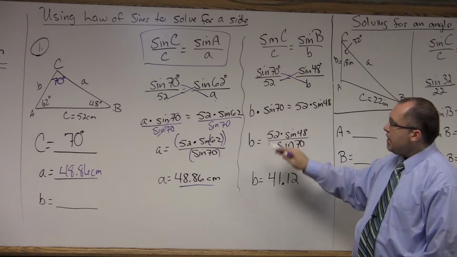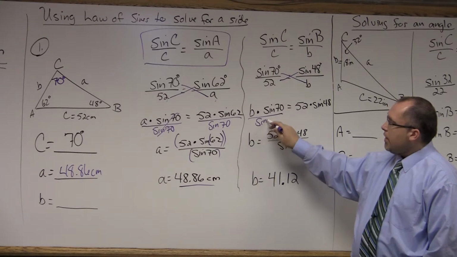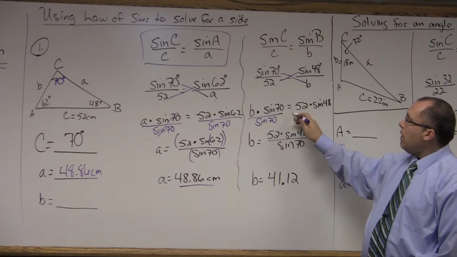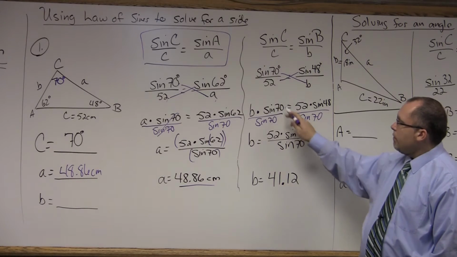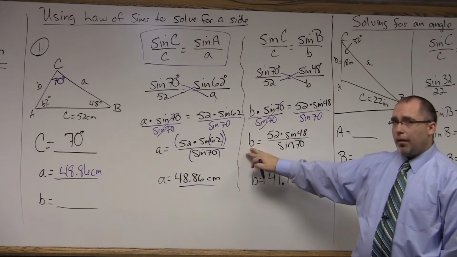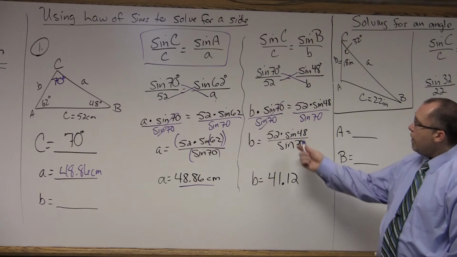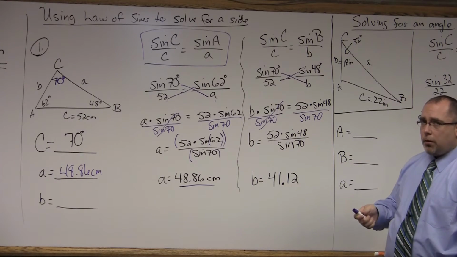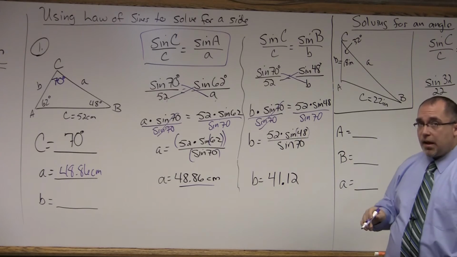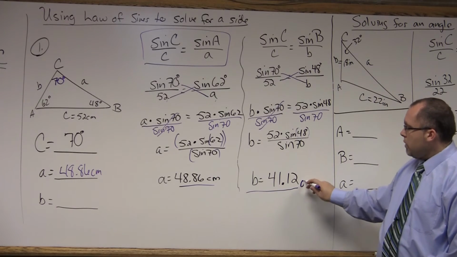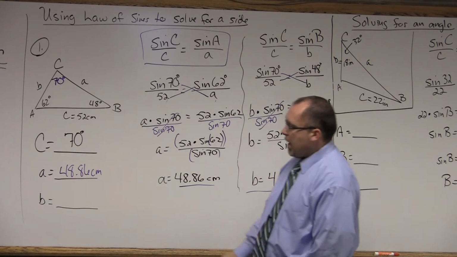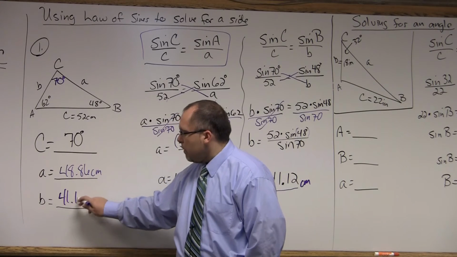Since it's B times the sine of 70, we have to divide by the sine of 70 to get B by itself. Again, what you do to one side of an equation, you must do to the other. So those cancel out, and you're only left with B. Then you take 52 times the sine of 48 divided by the sine of 70. Remember to close off your parentheses after your angle of 48. You should end up with 41.12 centimeters, which is side B.